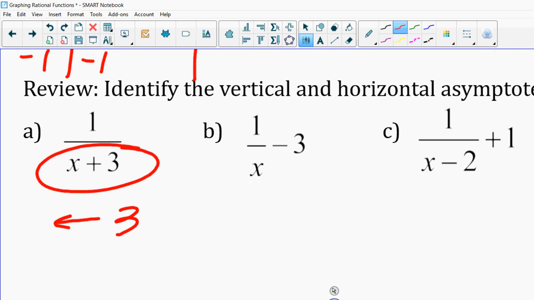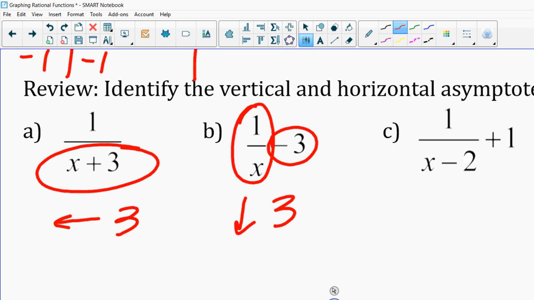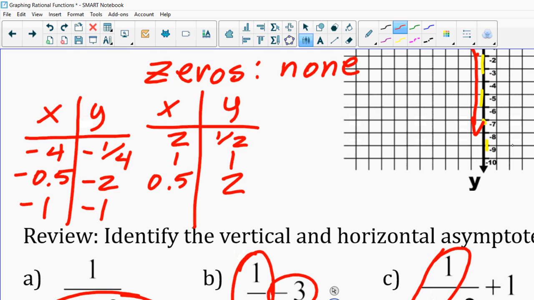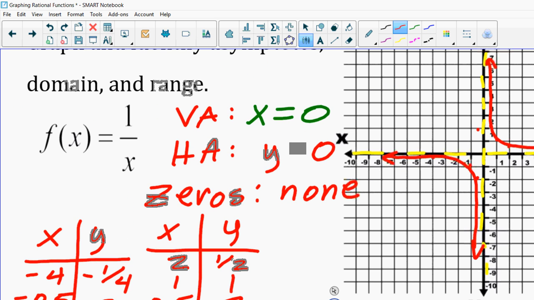What's going to happen to B? Down 3, good. So again, this one is the picture we've got above, 1/x, but everything's just shifted down 3 units. What about this one? Right 2 and up 1. Good. Now remember, guys, every one of these had a parent of 1/x. So all that's doing is taking this picture here and moving it. Now when you move, those vertical and horizontal asymptotes may move too, okay?